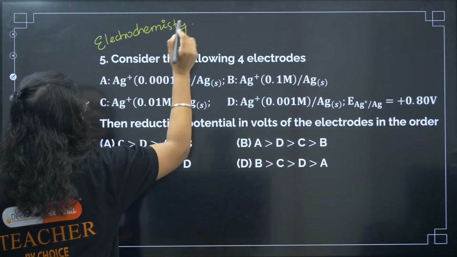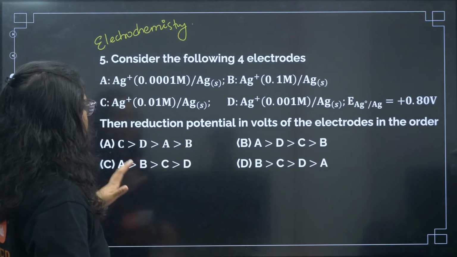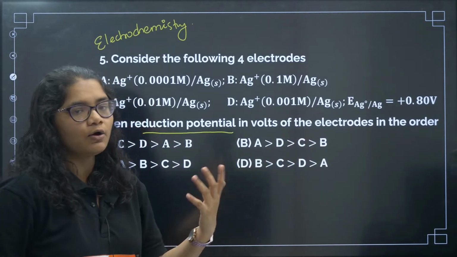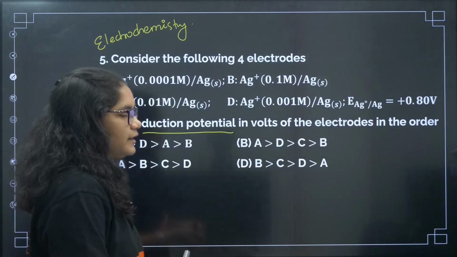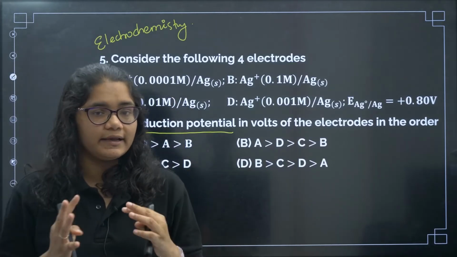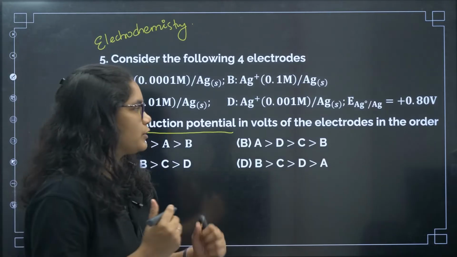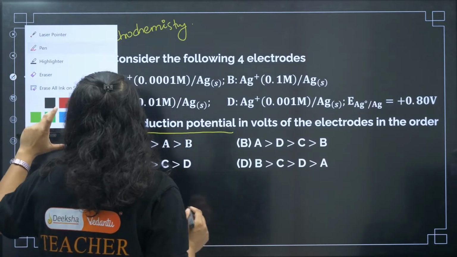Okay. Now if you see here, consider the following 4 electrodes, the reduction potential in volts of the electrodes in the order. Okay, so let us see how to calculate the electrode potential, right? For a particular electrode, how to calculate the electrode potential. So I'll write the formula here.